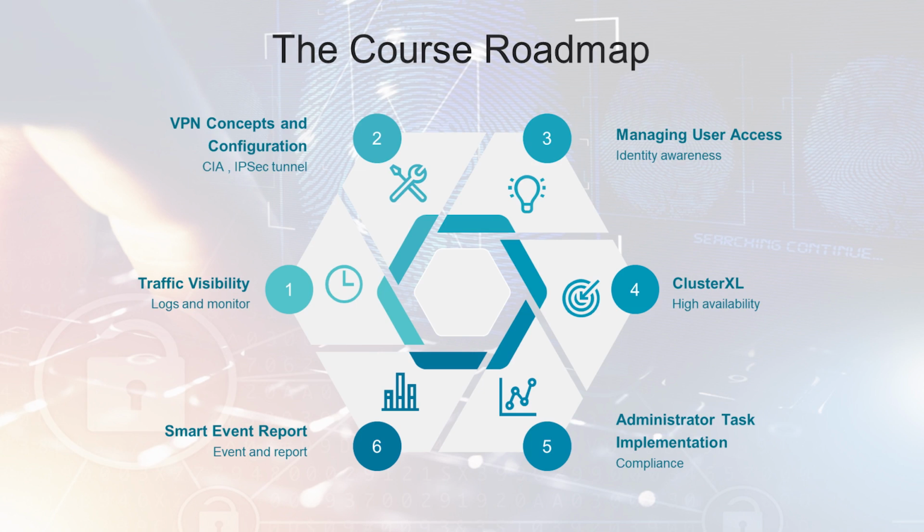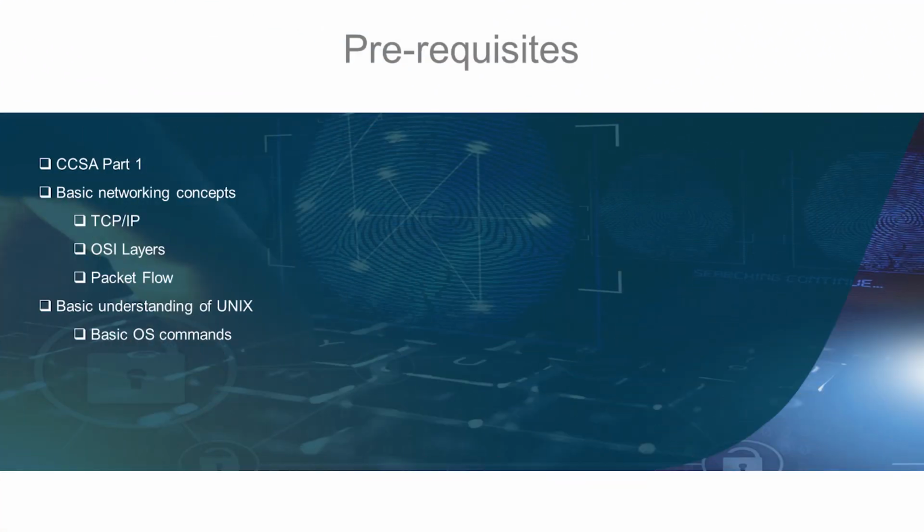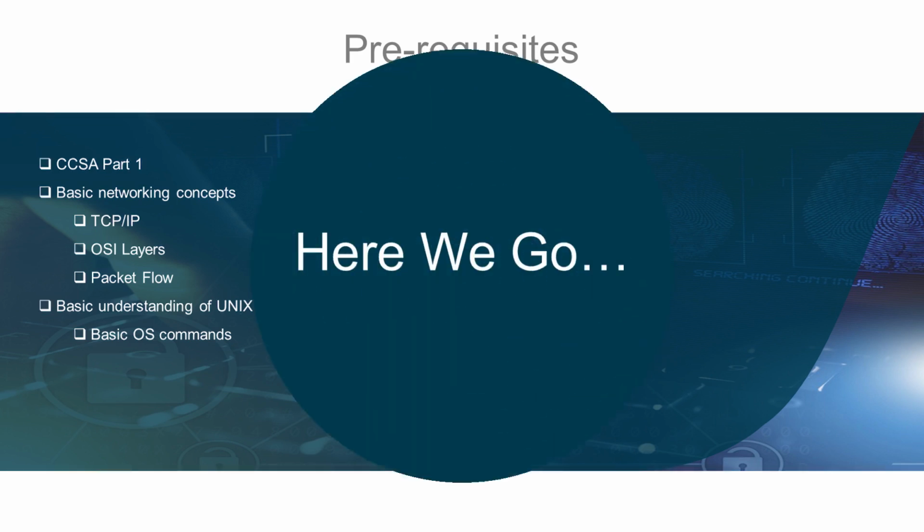of your CCSA. The prerequisites for this training program: because it is part 2 of your CCSA, please make sure that you have gone through part 1. Then if you come to this part 2, it will be of more value for the participants. Apart from that, the prerequisites are identical to CCSA: basic networking concepts and a basic understanding of Unix operating systems. That's all.